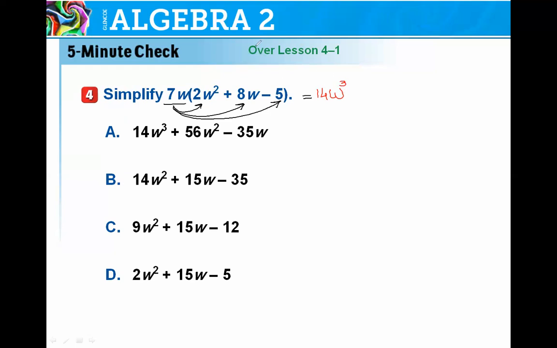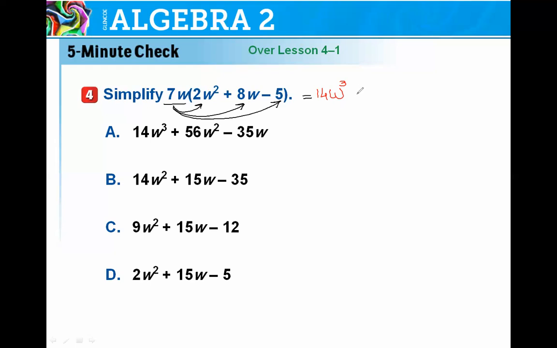Then, Mister, we don't have to do any more because the only one that has 14w power 3 is A. The other ones are incorrect, so it's A. Hold on, wait. We can do more. We can simplify more. We need to complete it.